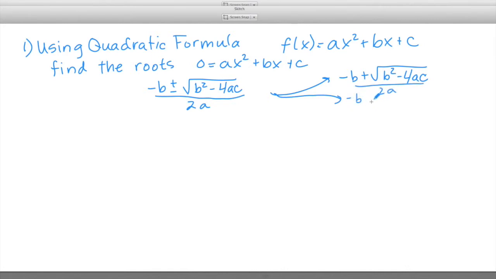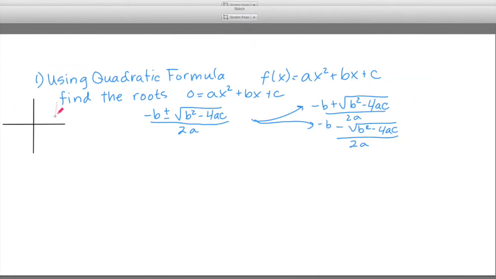That gives us two general solutions, negative b plus the square root of b squared minus 4ac all over 2a, and negative b minus the square root of b squared minus 4ac all over 2a. Those are our two general roots. If we're looking at a parabola, those general roots are where this parabola crosses the x-axis. Now notice, in between those two roots, exactly in the center, is our vertex. This happens every time. Parabolas are symmetrical, and so the roots, when folded in half over the vertex, have to be on top of each other.